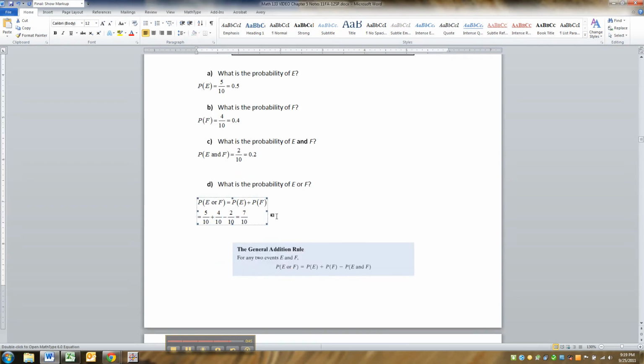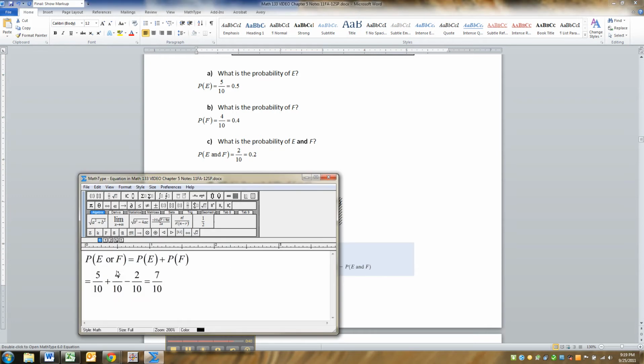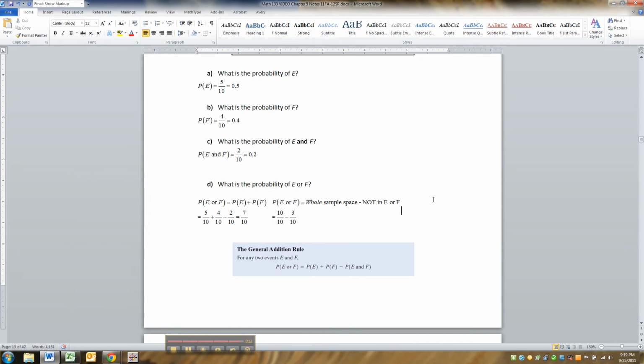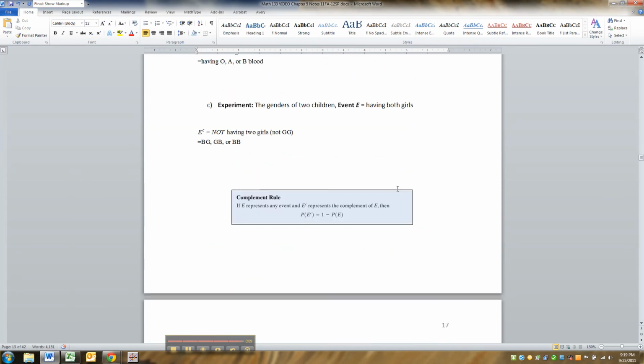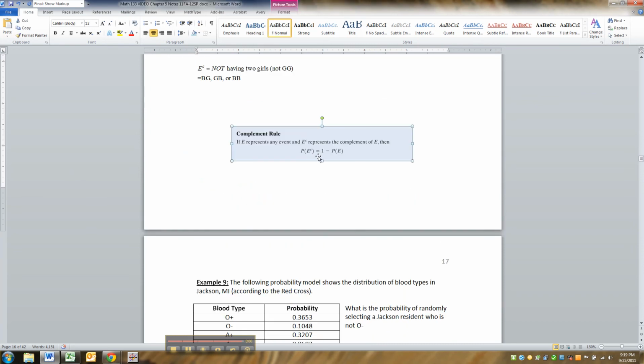In other words, you could have found this same probability. It would be 10 out of 10, take away 3 out of 10. So the probability of E or F is the whole sample space take away not in E or F, which was those 3 items. All right, so that's just the beginning taste of the complement rule. We're going to come back to it in the next video to show you how we can use it to solve more problems. But there it is, the complement rule.